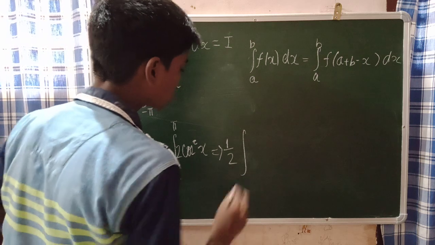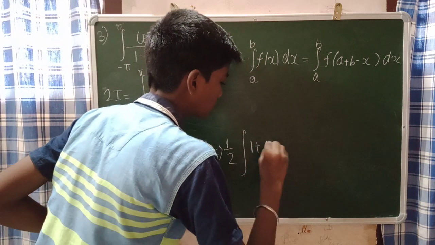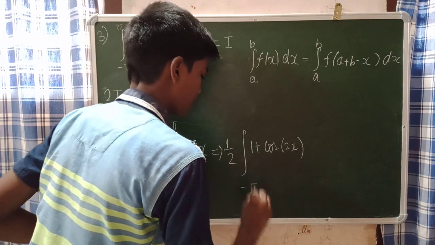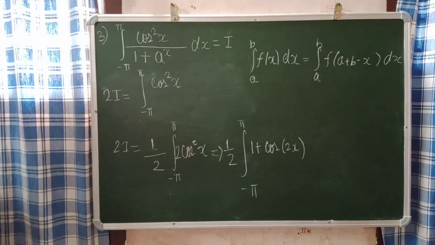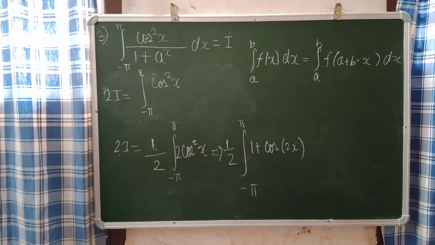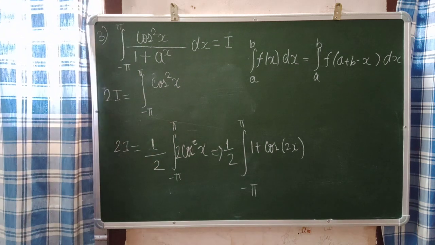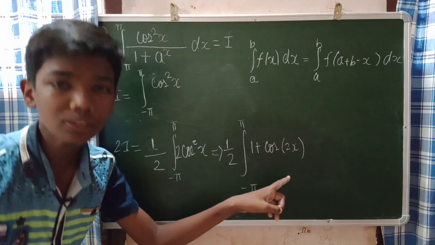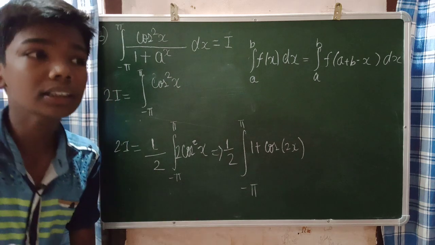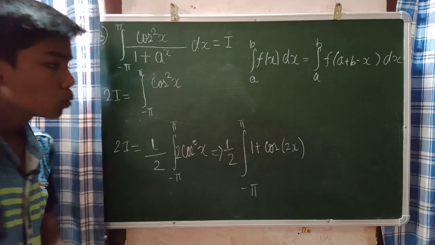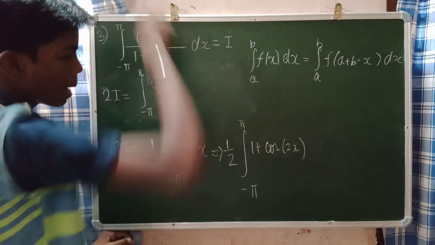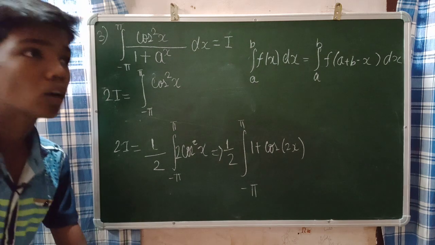I can write this 2 cos square x as 1 plus cos 2x from minus pi to pi. So 1 by 2 into integral of 1 plus cos 2x from minus pi to pi. Because 2 cos square x and 1 plus cos 2x are the same. How? You should know. We know cos 2x is nothing but a double angle formula. Cos 2x is nothing but cos square x minus sin square x. So 1 plus cos square x minus sin square x. How will you solve this?